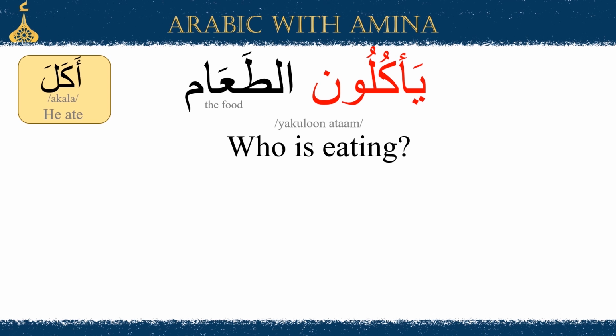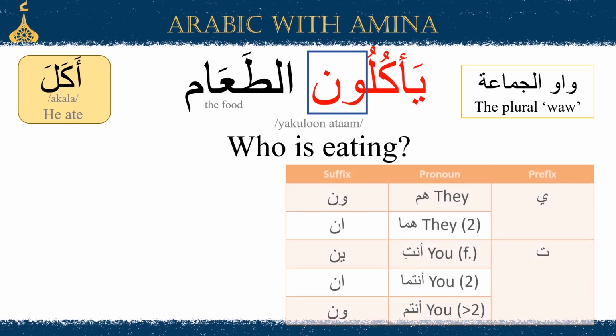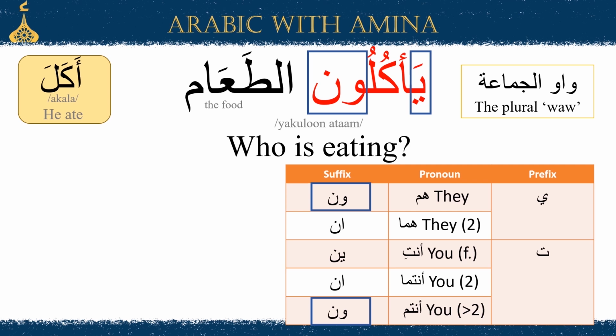We can see that the verb has a suffix to it, and this suffix is واو الجماعة, the plural wow. If we recall the table of the 5 verbs, we can see that واو الجماعة is added to they in the plural form and you in the plural form. In order to know which pronoun we are referring to, we see the prefix. Here the prefix is ya. So that means we are saying they are eating. And our pronoun is they or hum.